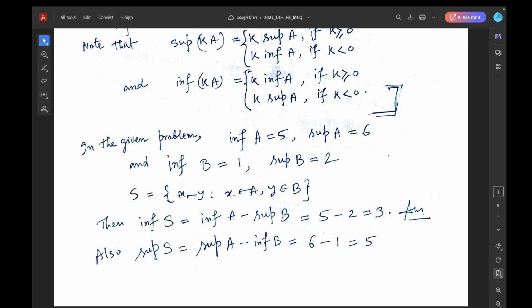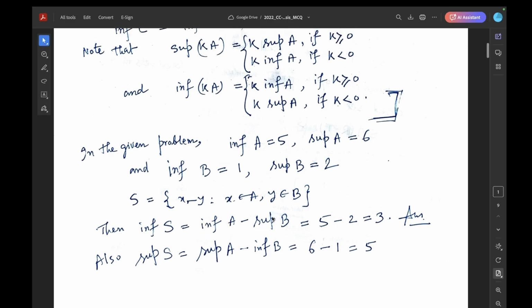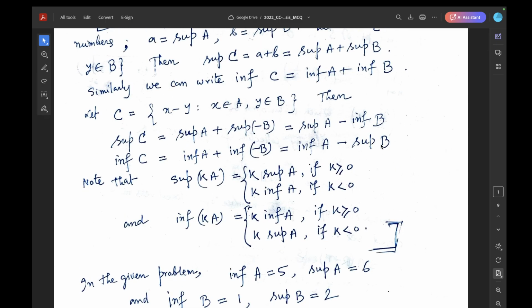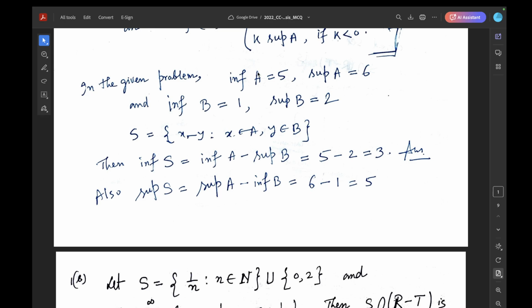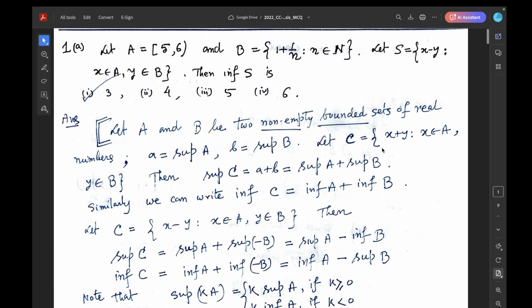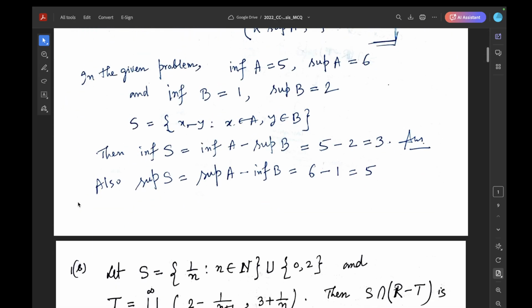Now S is the set of all those elements of type x minus y such that x belongs to A and y belongs to B. Then infimum of S equals infimum of A minus supremum of B. Infimum of A equals 5, supremum of B equals 2, so the answer is 3. So the correct option is 1, 3. Also note that supremum of S equals supremum of A minus infimum of B; supremum of A equals 6 and infimum of B equals 1, so supremum of S is 5.